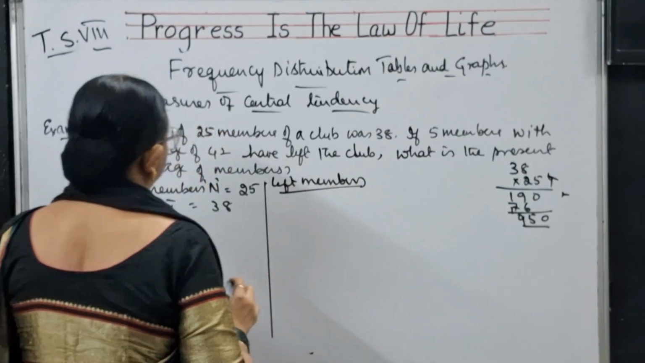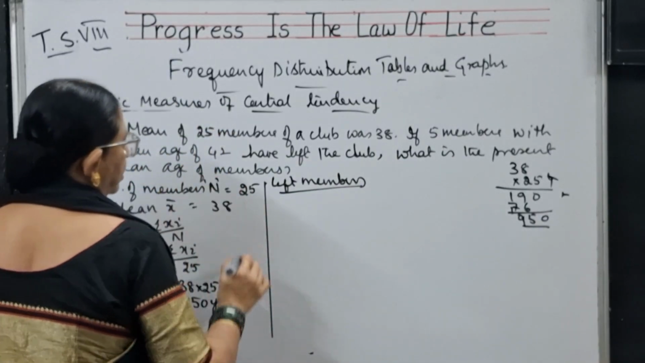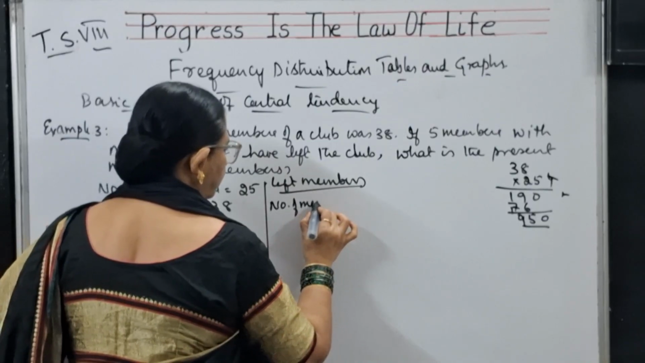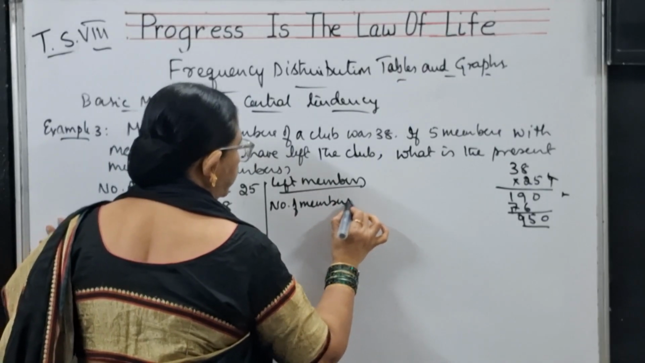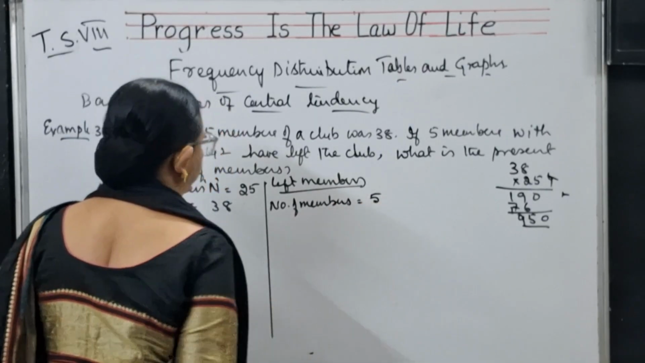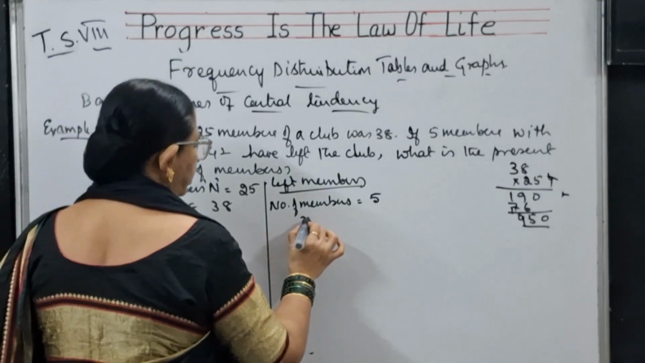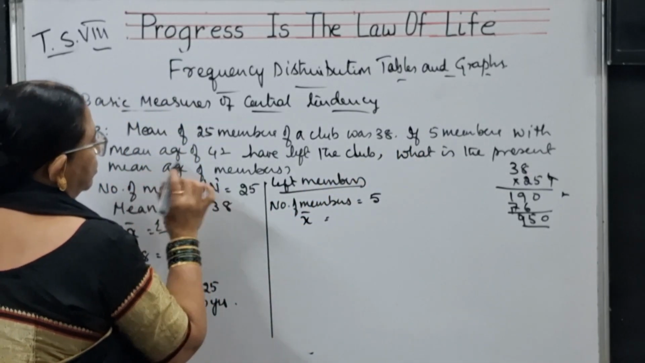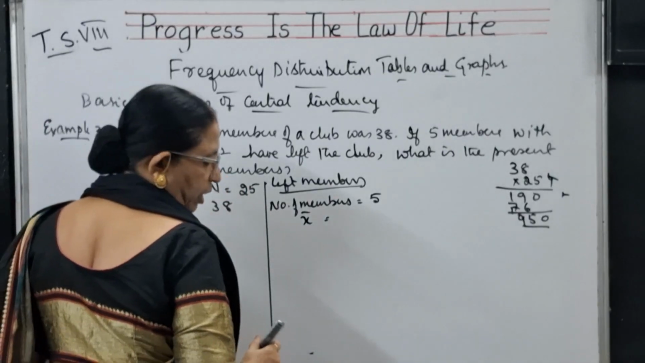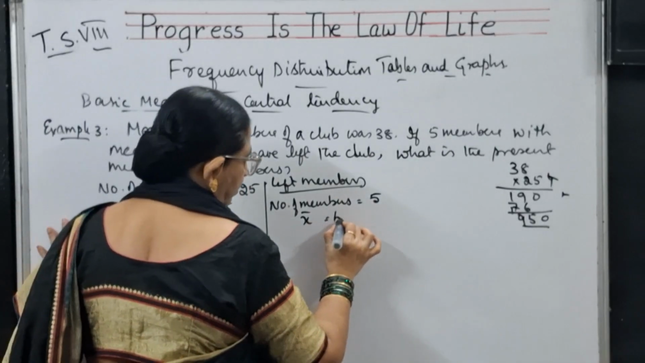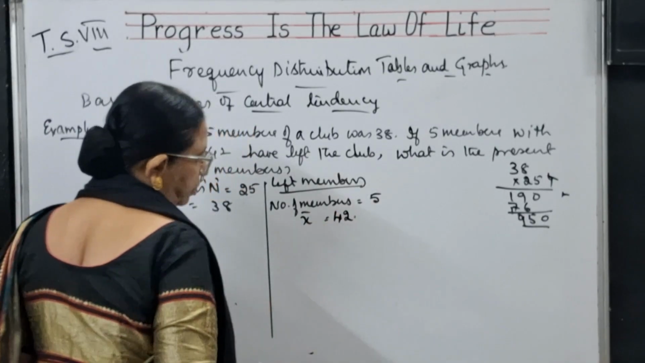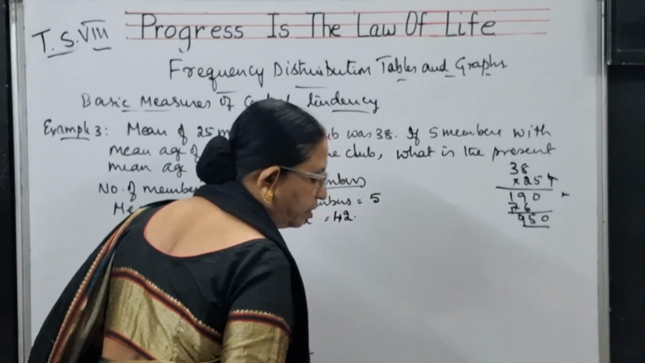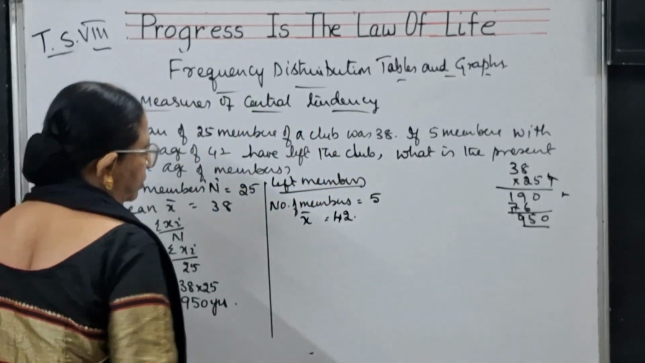Left members. For this, the number of members left: how many have left? 5. And what is their mean? Mean is given. 5 members with a mean age of 42 have left.